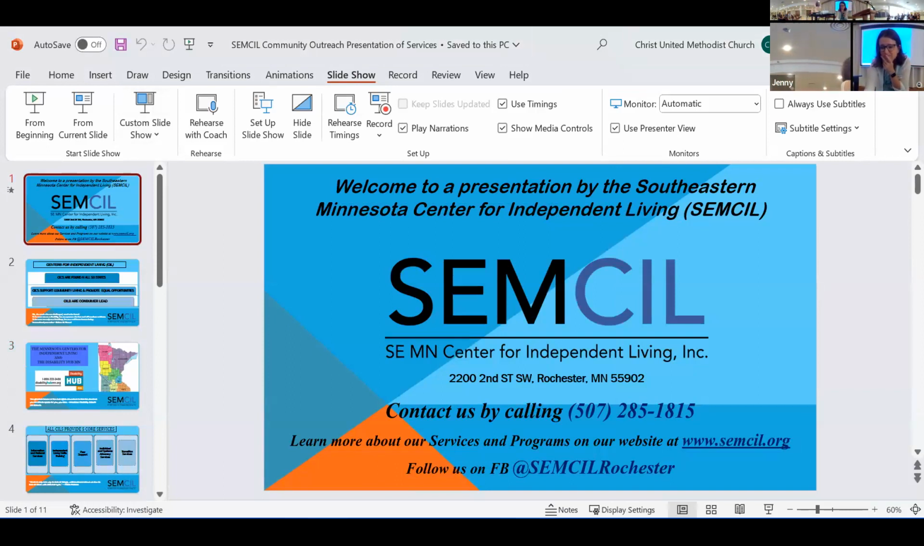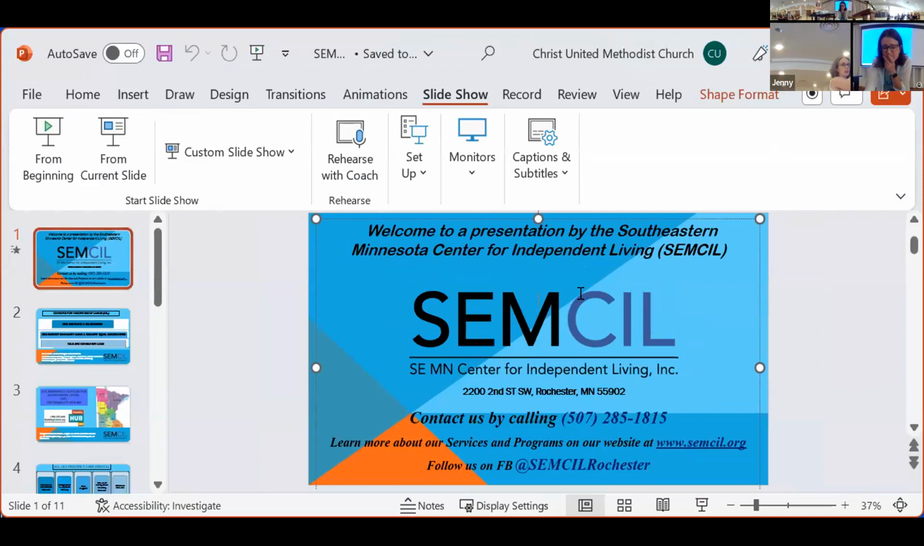So it's showing some screen because I can see the PowerPoint is up. You see that PowerPoint is up at the bottom, but it's not pulling it up.